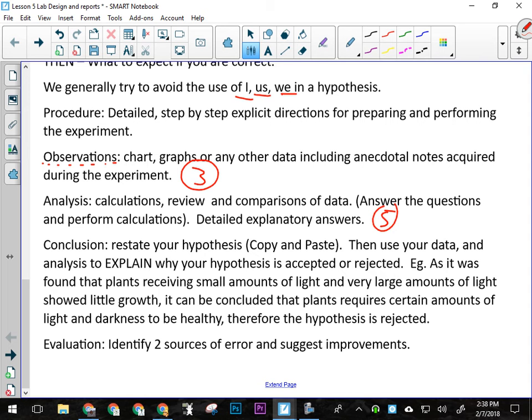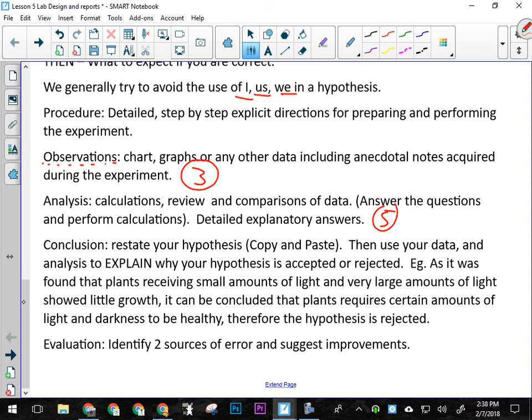Your answers do need to be detailed. I can't stand it when I get someone's lab report handed in and for a question the answer is, yes. I never ask yes or no questions on a lab report. Yes would be fine, but make sure you have some explanation as to yes. The only thing worse than yes would be I don't know, because usually by that point you should.